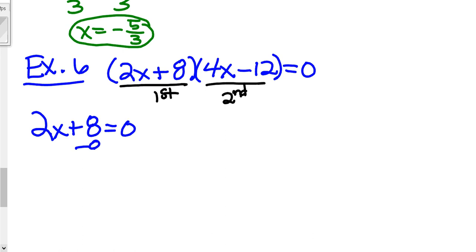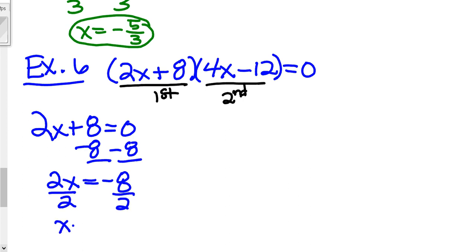First thing we're going to do, we're going to subtract 8. Get 2x equals negative 8. We're going to divide by 2. We get x equals negative 8 over 2. Now you have to reduce this fraction because that can be reduced. So that'll give you negative 4. All right, so there's your first answer.